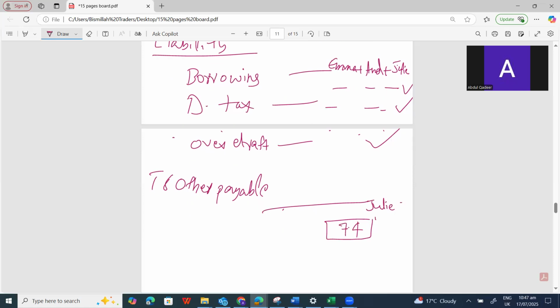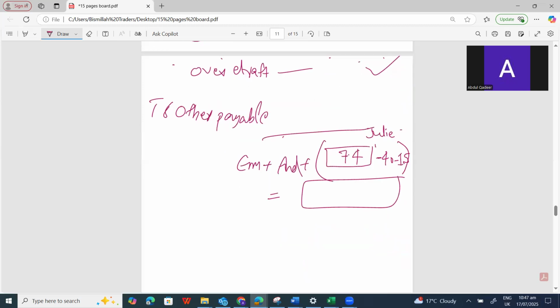You know that you have to remove the intra-group transaction and the final dividend. Intra-group transaction 40K, remove 40K, and for the dividend you have to remove 50. So this adjustment is needed. So add up together Emma plus Andy plus Julie and total trade payables. Now calculate total liabilities, total equities, total assets. This is how we have completed our question for the subsidiaries.